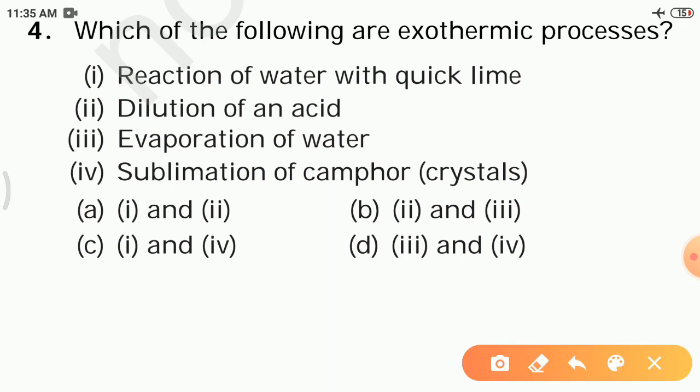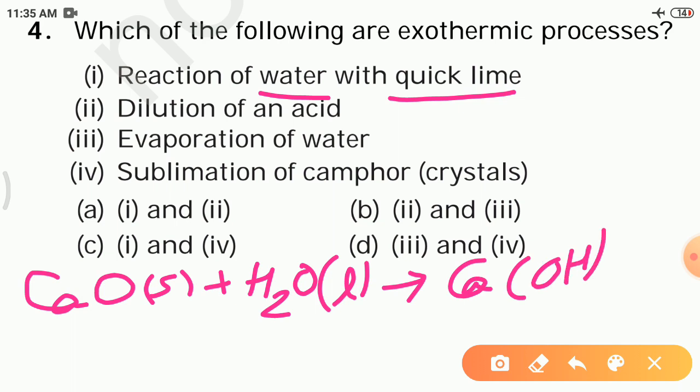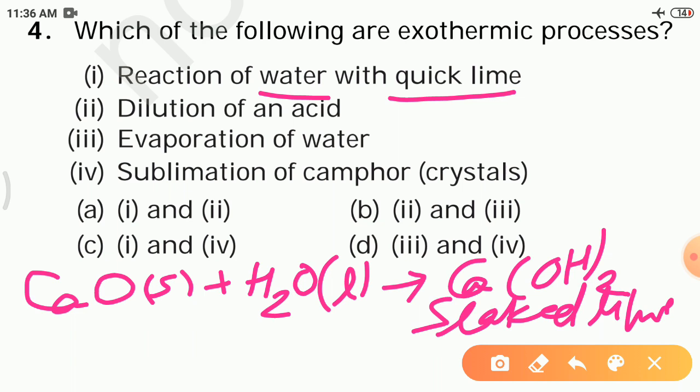First one is the reaction of water with quicklime. Quicklime has the formula CaO, which is a solid. As we react it with water, H2O in liquid form, it will form calcium hydroxide, Ca(OH)2, also known as slaked lime. And this is a combination reaction, as well as heat is also evolved in this reaction and the reaction mixture becomes warm. So this is an exothermic process.